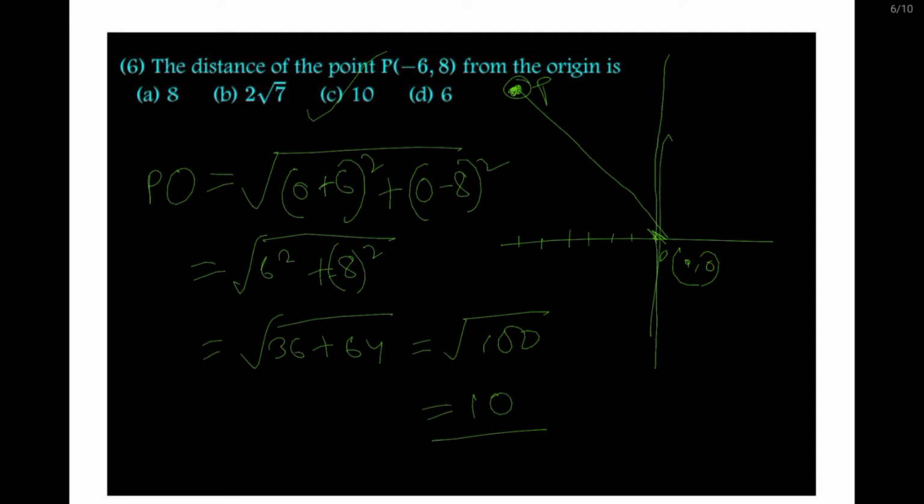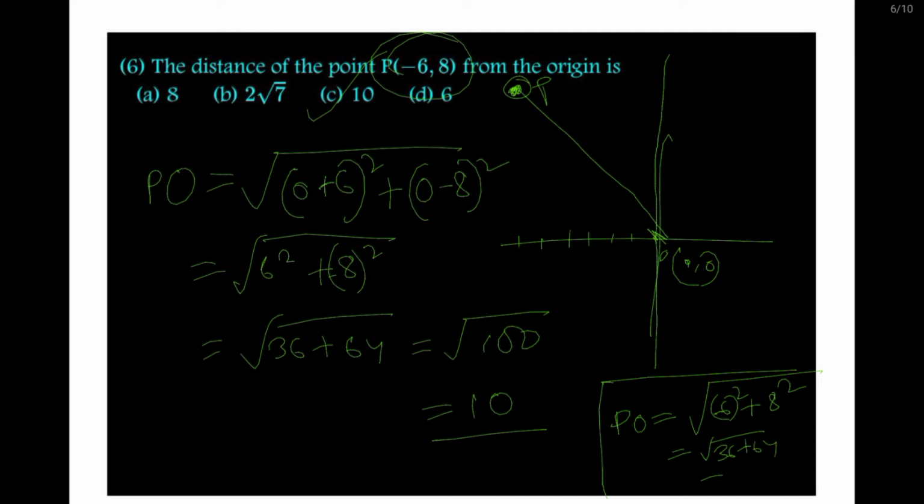Let me tell you one more thing. Whenever we are finding the distance of any point from the origin, we can do it straight away. Suppose this is the point, we can find PO as the square root of minus 6 square plus 8 square, which is the square root of 36 plus 64, and you will get 10. You can straight away use this formula: the square root of x squared plus y squared, for such purposes in which you have to find the distance between a point and the origin of the plane.